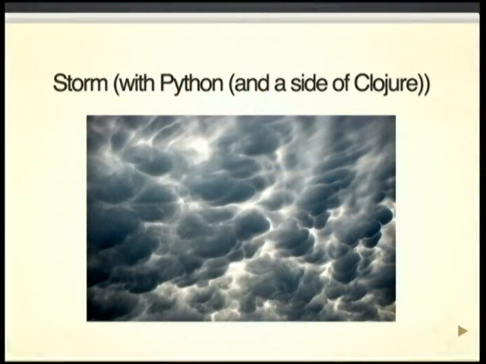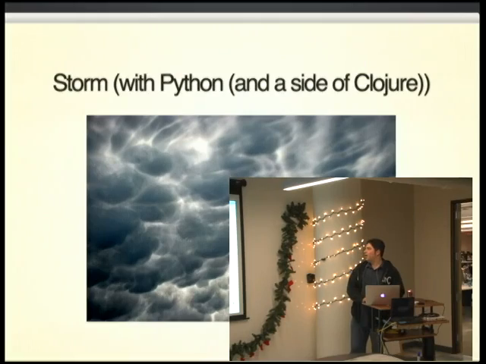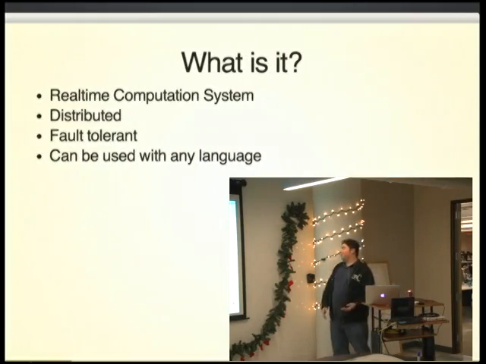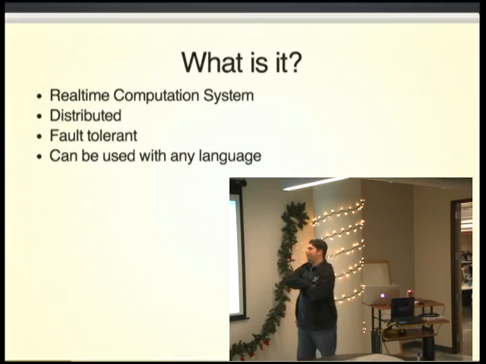The name of this tool is Storm. I know this is confusing because there's also a Python ORM called Storm. I'm not talking about that. This is a framework for distributed real-time computation. So yeah, what is it? Well, as I just told you, it's a real-time computation system.